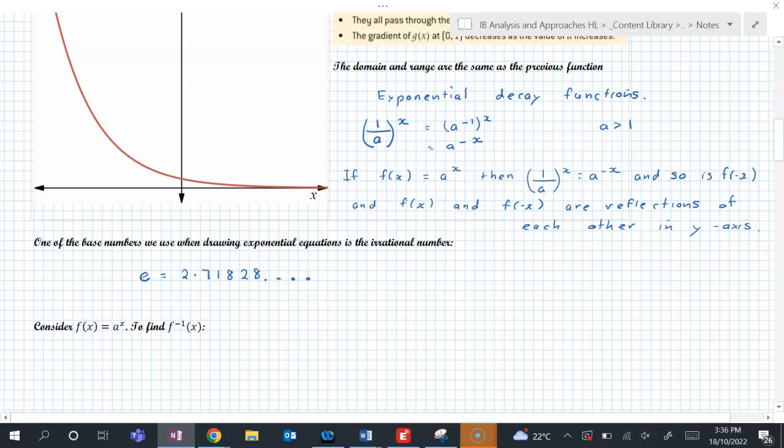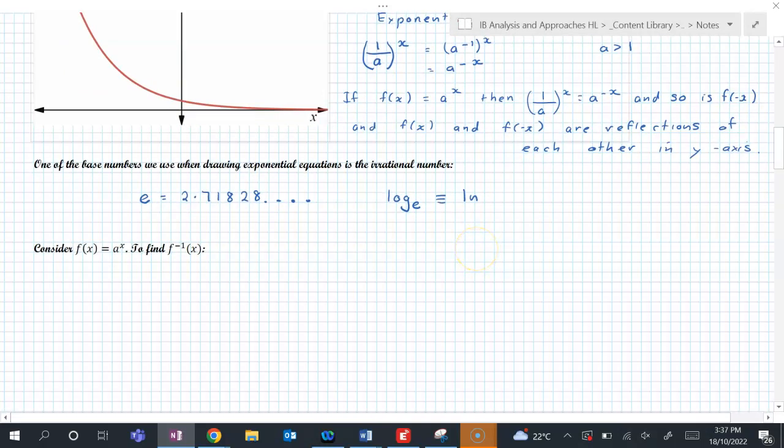Now, why we actually use e and are interested in e to the power of x, we will discuss later. But for the moment, sometimes we talk about the function f of x equals e to the power of x. Now, because we're interested in this, we also can have log of base e, and we write that as ln. So log of base e is equivalent to ln. They're the same thing.